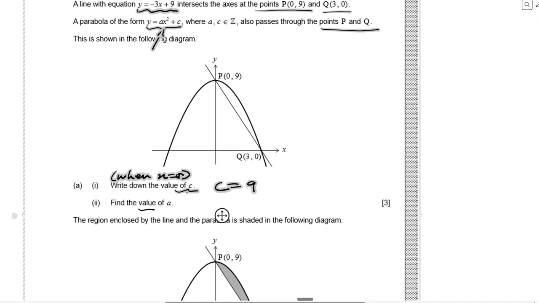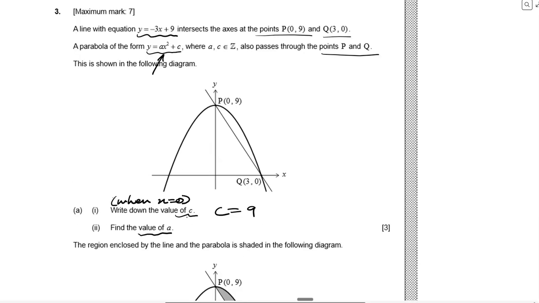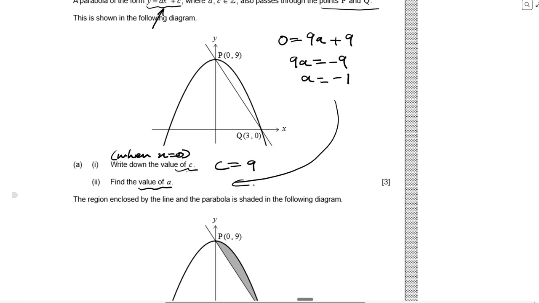So find the value of a. Now, what we can do is just sub one of these pairs into the equation. So y is, let's do 0. We have 0 is equal to a, x is 3, so 9a, plus c we just found is 9. So 9a is equal to negative 9. A is equal to negative 1. And so that's how we do part 2.